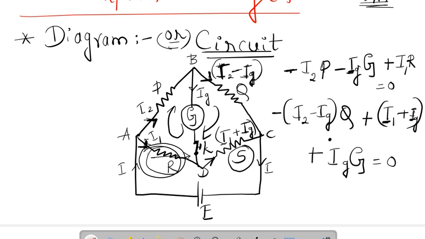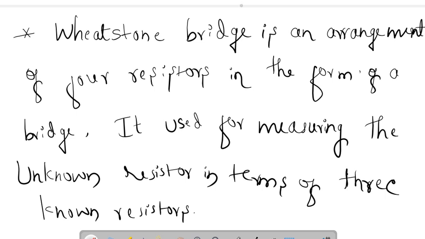So I1, I2, I3, I1, I2, and suppose you consider I2 minus Ig in this direction, and I1 plus Ig in this direction. So this is the construction part.